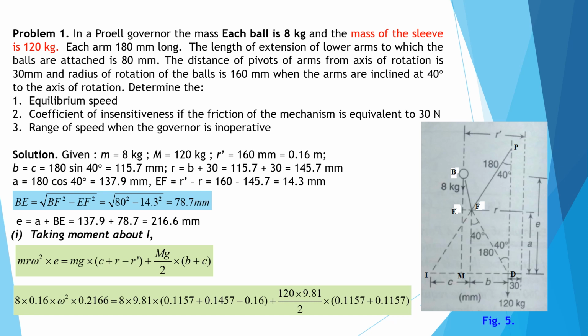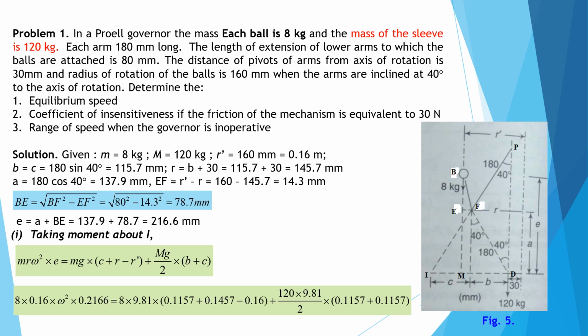And the distance FM is equal to 180 plus cos 40, that is 137.9 mm. And the distance EF, that is r dash minus r, is 14.3 mm. And the distance BE, that is the root of BF square plus EF square, is 78.7 mm. So the distance BM is equal to a plus b, that is 216.6 mm.